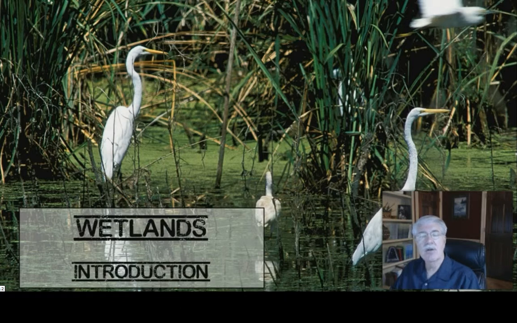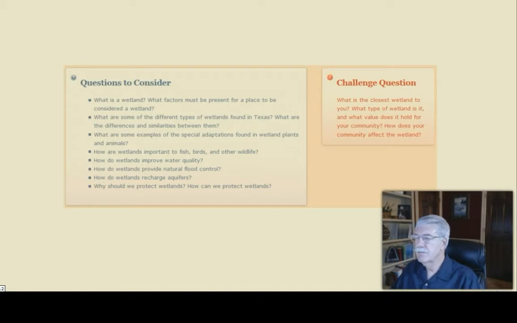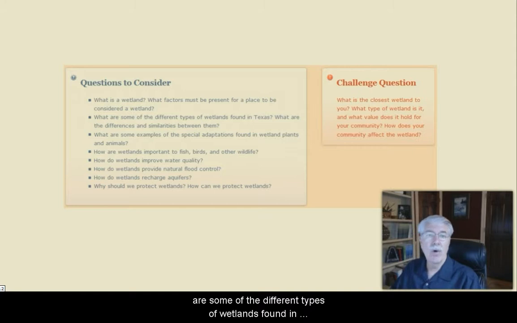Today's lesson is on wetlands. To help focus today's lesson, here are a few questions to consider. What is a wetland? What factors must be present for a place to be considered a wetland? What are some of the different types of wetlands that are found in Texas? What are the differences and similarities between them?